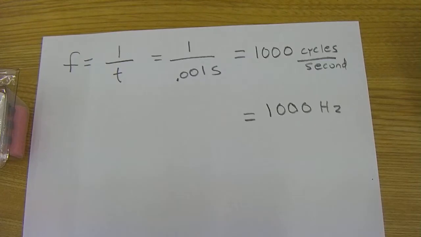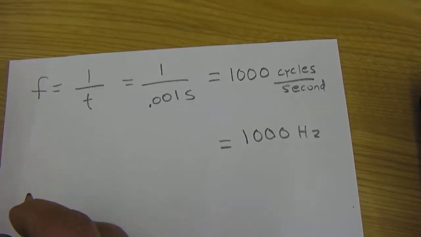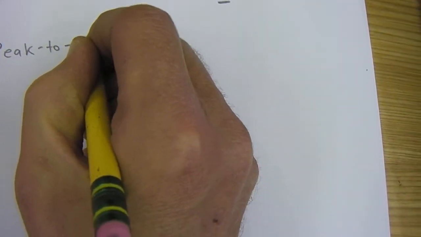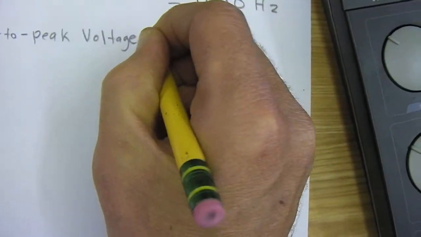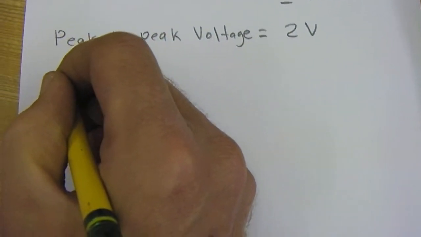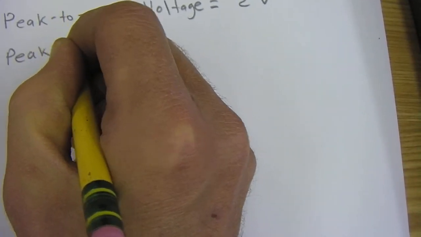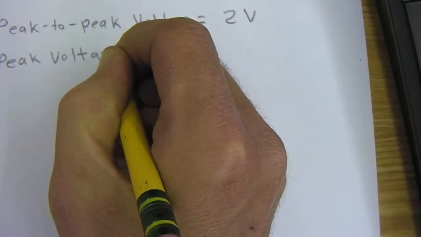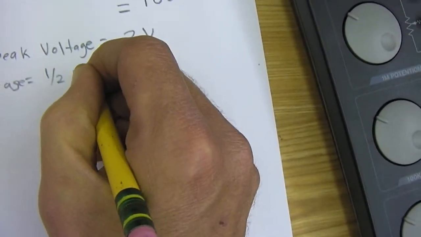Okay, well now we've done a number of different things. We've found the peak to peak voltage was 2 volts. And by the way, we can also figure out the peak voltage, which is just half of that. Peak voltage is 1/2 the peak to peak.